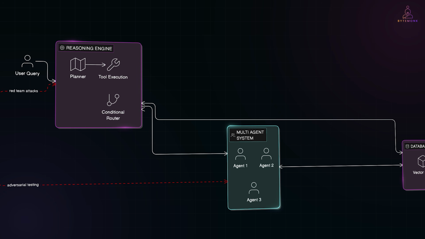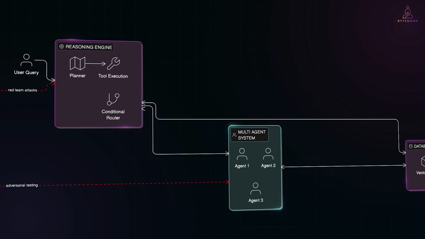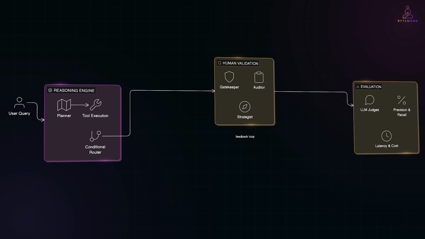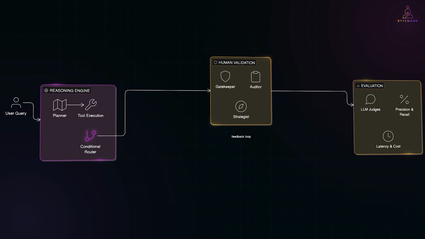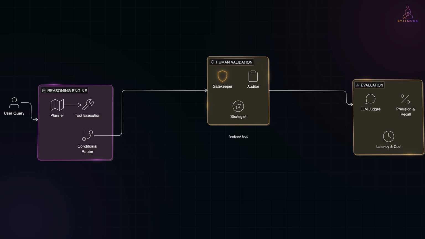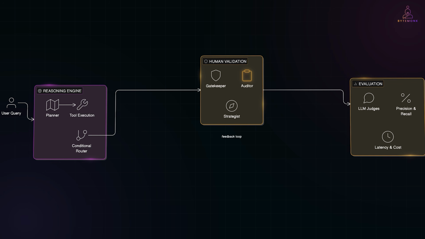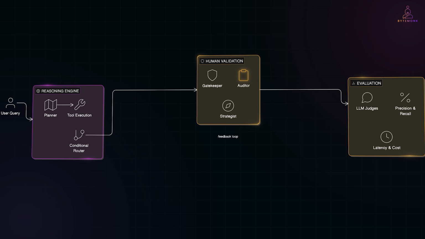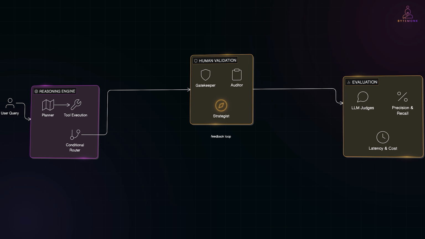But here's the thing. More complexity means more chances for things to go wrong. An agent might retrieve the wrong information. The planner might misunderstand the query. The final response might sound confident but be completely off. And this is why you need validation. So let's look at the bottom of this architecture. There's a conditional router that sends output through the validation nodes before anything reaches the user. You have a gatekeeper that checks if the response actually answers the question. You have an auditor that verifies the information is grounded in the retrieved context and not hallucinated. And you have a strategist that evaluates if the response makes sense given the broader context.